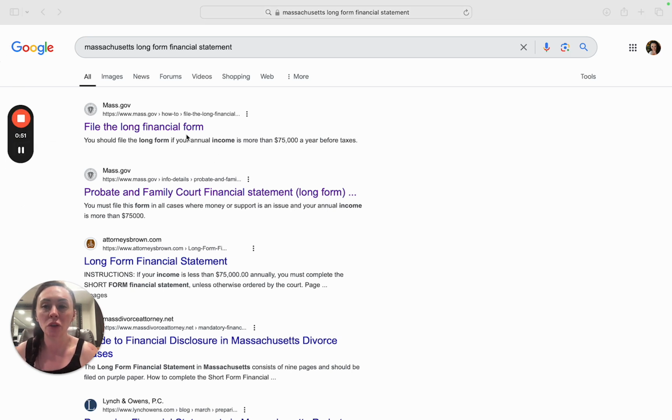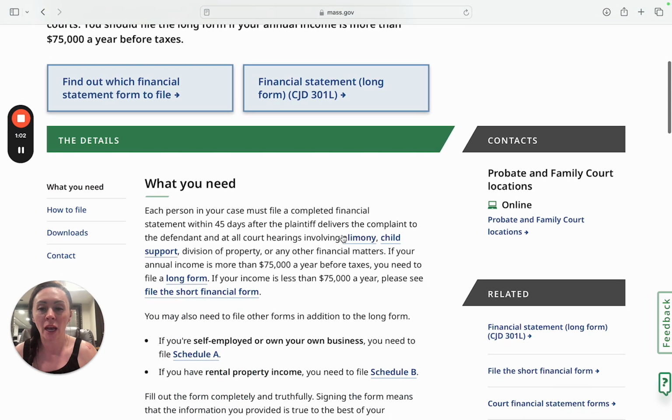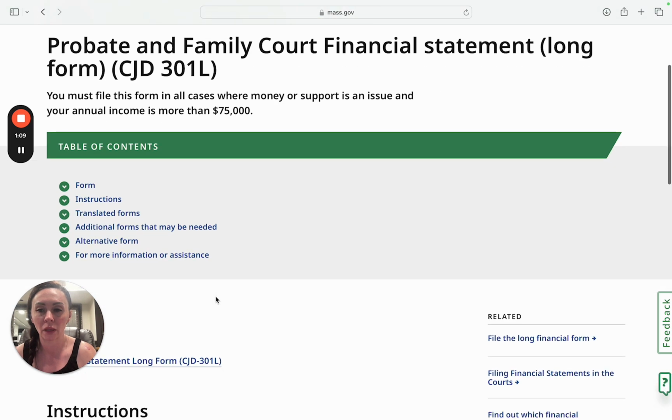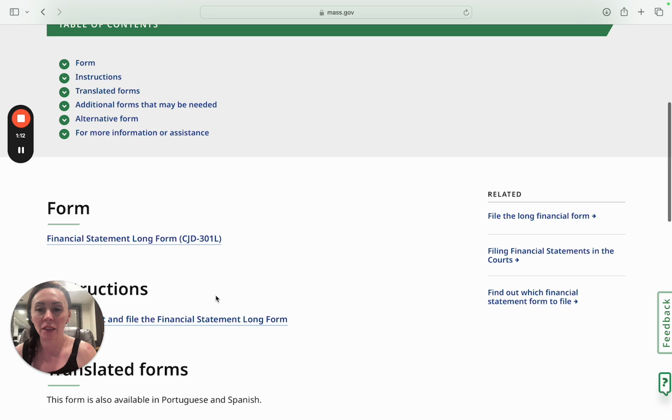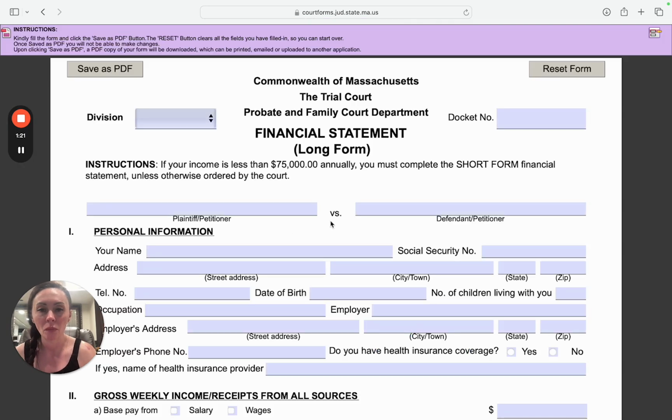So the first thing we're going to do is just search it up on the internet. If you Google Massachusetts long form financial statement, you will find it on the Massachusetts trial court page. What you're going to do is go ahead and click the link for the long form. It'll take you to this page. And again, we're going to click the link for that form and it'll pull it up in a handy dandy PDF. Here you go. All right.